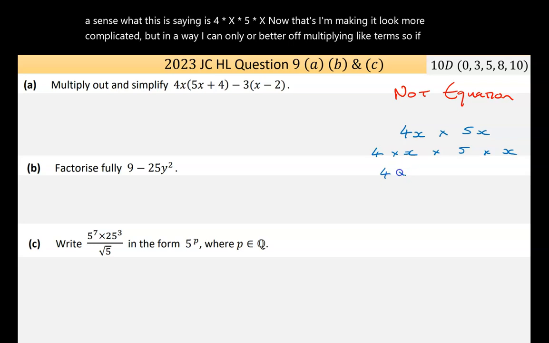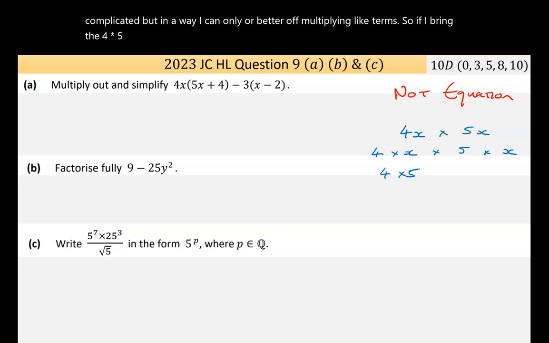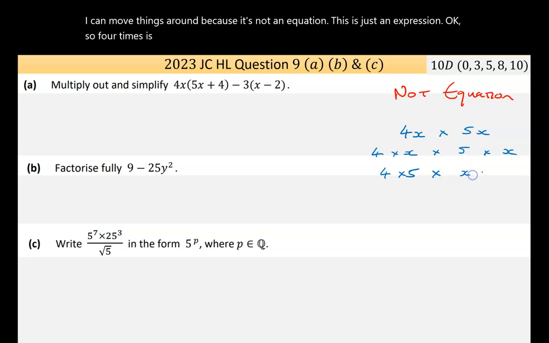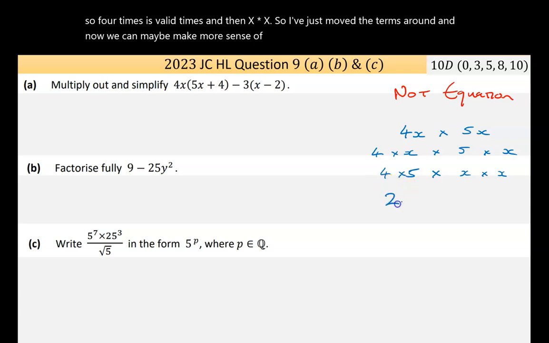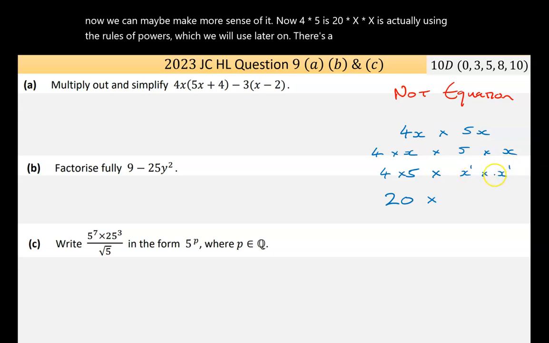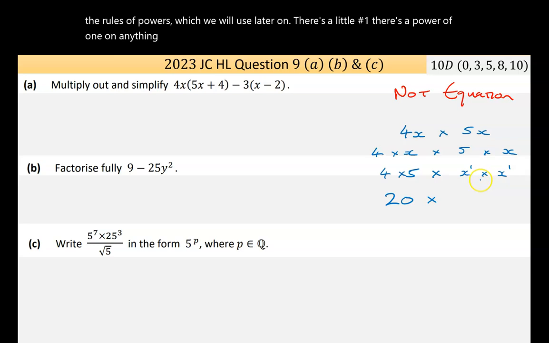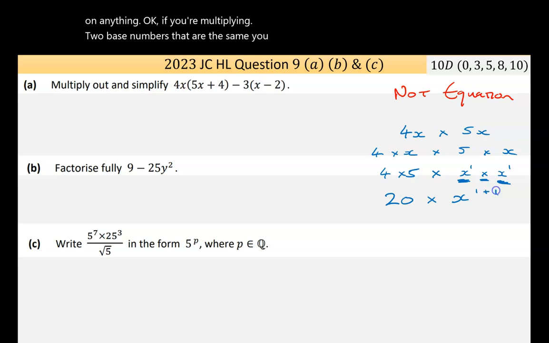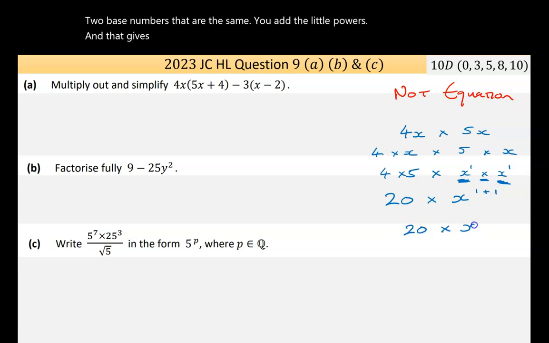So if I bring the 4 times 5 together, now I can move things around because it's not an equation. This is just an expression. So 4 times 5 is valid, times x times x. So I've just moved the terms around, and now we can maybe make more sense of it. Now 4 times 5 is 20, times x times x is actually using the rules of powers, which we will use later on. There's a little number 1. There's a power of 1 on anything. If you're multiplying two base numbers that are the same, you add the little powers. And that gives me 20 times x squared.